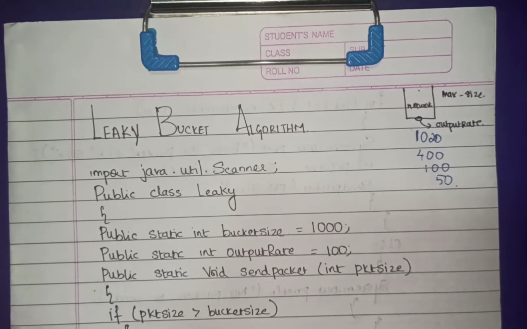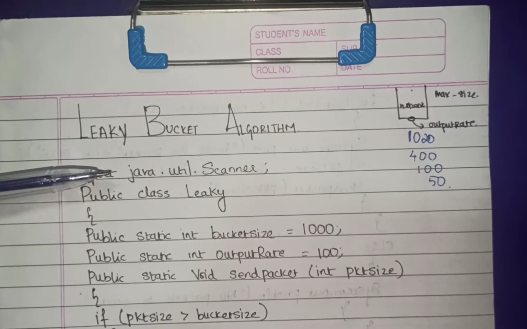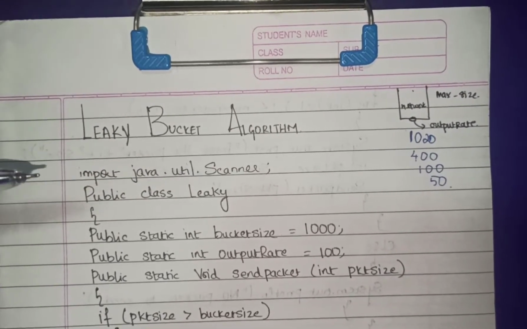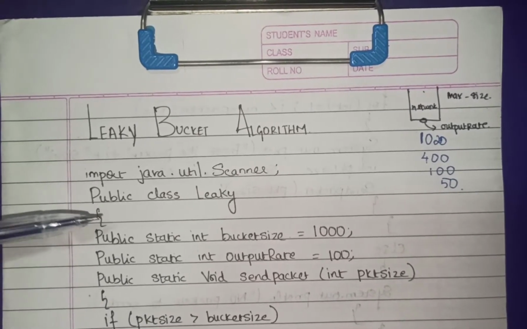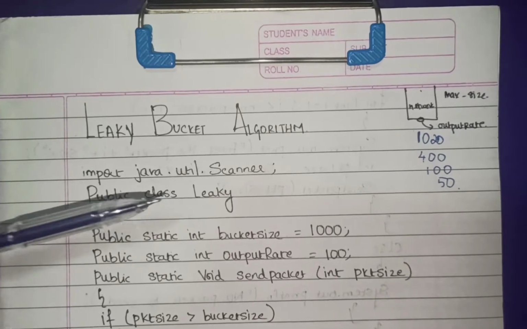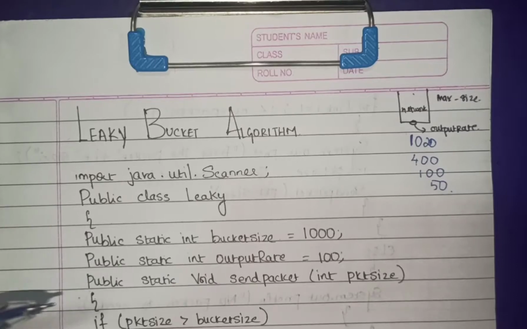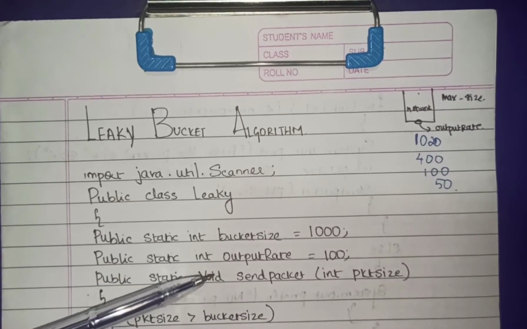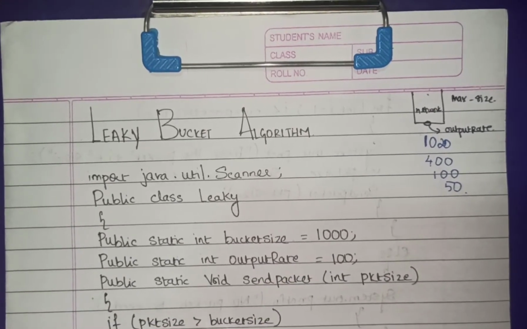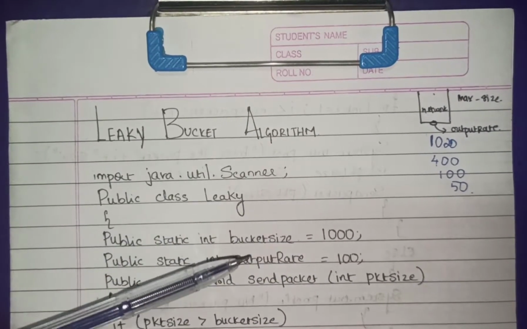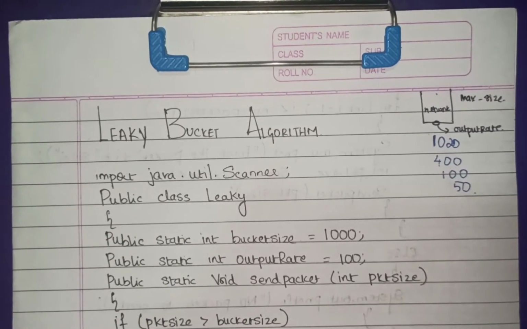Firstly, the program is written in Java. You have the import java.util.Scanner to import the Scanner class in order to get the input from the user. Then you have the public class leaky. Here the class name and the file name should be the same in order to execute the program, that is leaky. Then you have two variables, bucket size and output rate, which are initialized to 1000 and 100 respectively. Bucket size is the maximum size of the network and the output rate is the rate at which the packets are sent to the receiver side.